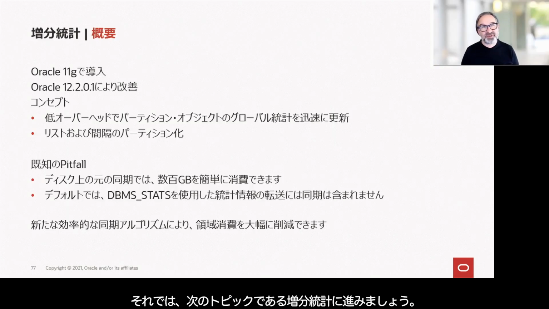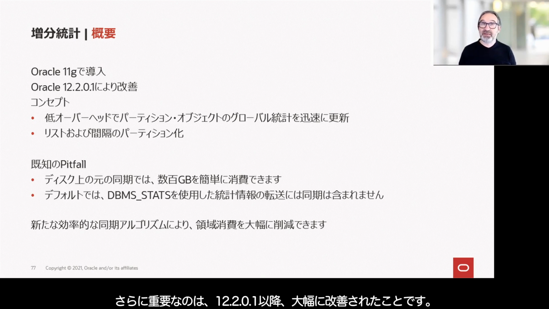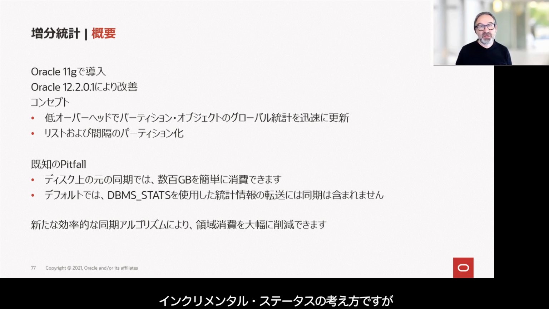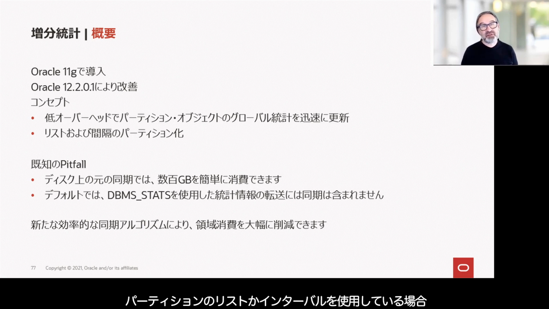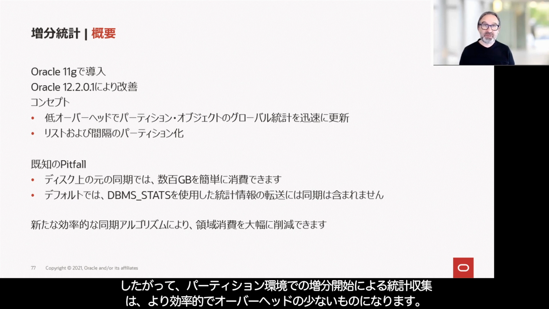Let's go on with our next topic, incremental statistics. And at first, a quick overview. The feature got introduced in Oracle 11g, and more importantly, in 12.2.0.1 onwards, it got improved drastically. The idea of incremental stats is, if we have list or interval partitioning, that in order to update the global statistics, we don't have to revisit the existing statistics because we store the so-called synopsis in the SYSAUX tablespace. So statistics collection with incremental stats in partitioned environments can be way more efficient and with less overhead.